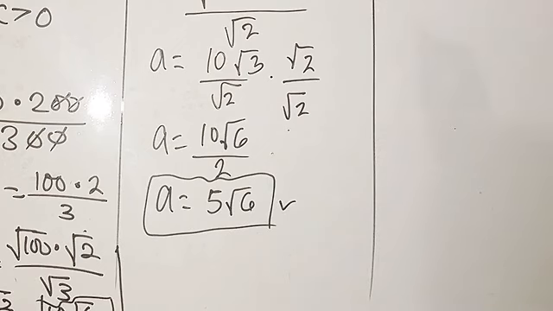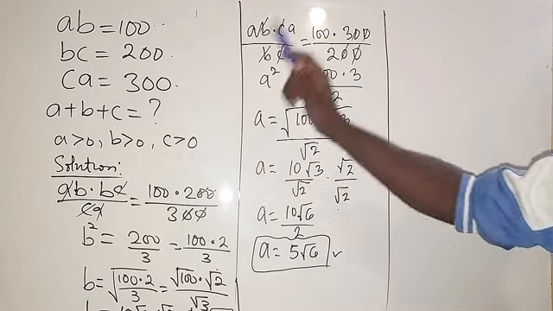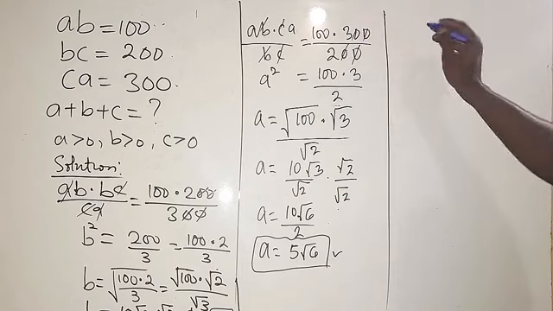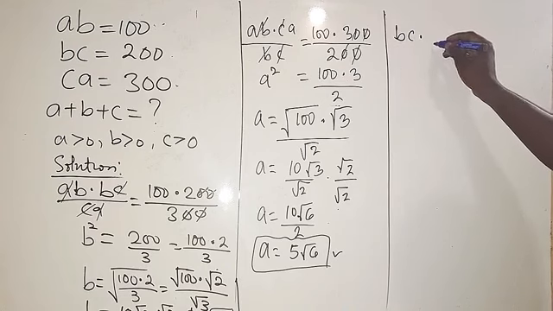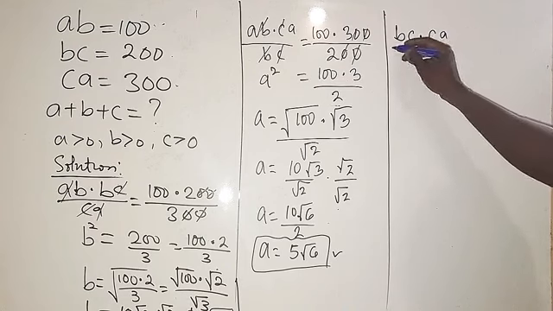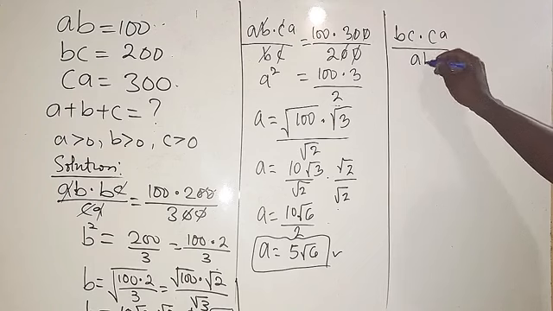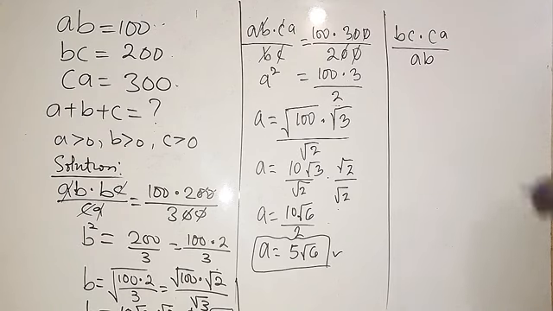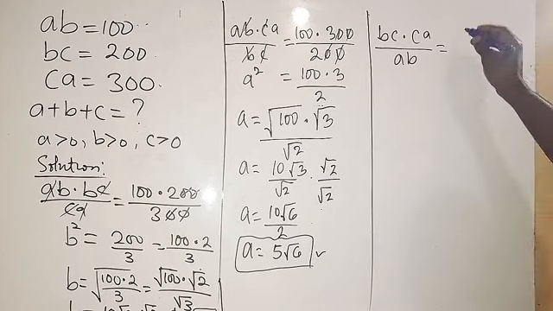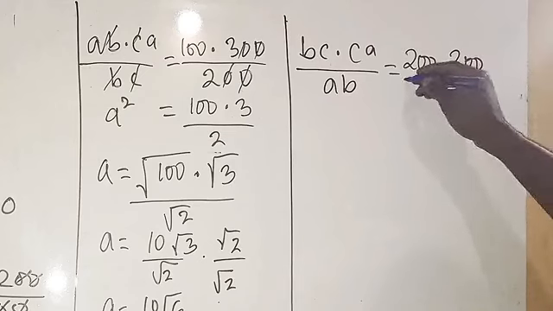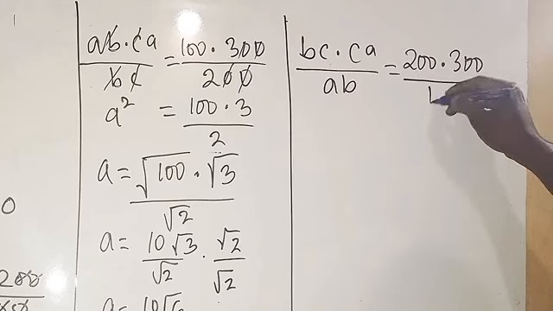Now lastly, we took AB and BC, we took AB and CA. So the next one we are going to pick is BC multiplied by CA. We pick BC and CA, so definitely we're going to make AB the divisor. So BC is 200, multiplied by CA that is 300, then divided by AB is 100.